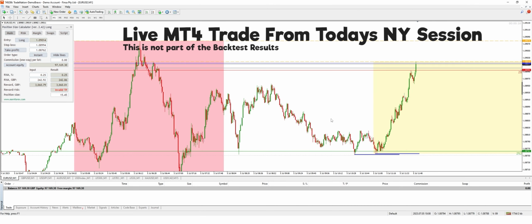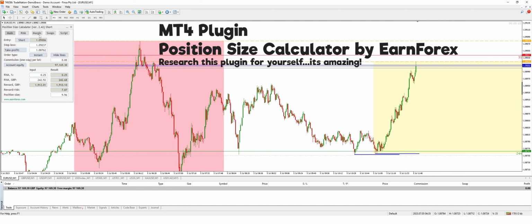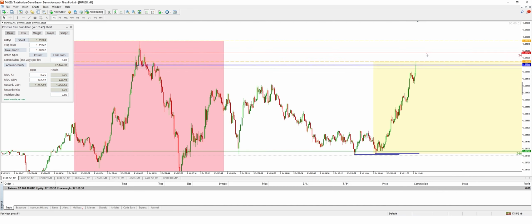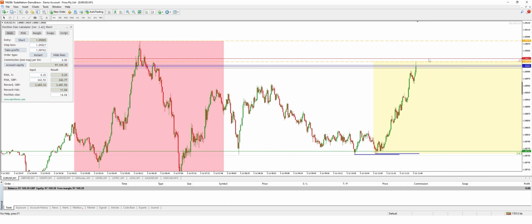So here I'm going to try and show you a live trade example of this in action so you can understand how I'm working this. I'm using a position size calculator by EarnForex, which allows me a shortcut to place positions instantly. So I have price getting tracked. I just need to move my stop loss accordingly.